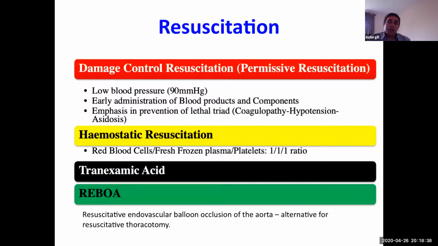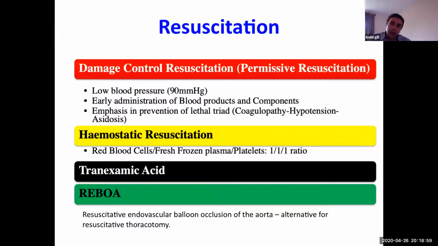So resuscitation, as we said, what kind of resuscitation we need? Obviously, what we call permissive resuscitation. So maintain a blood pressure which is lower than normal, because you don't want to get a blood pressure higher than 90 because it can dislodge your early clot. And that's the key to form an early clot which will prevent the bleeding.